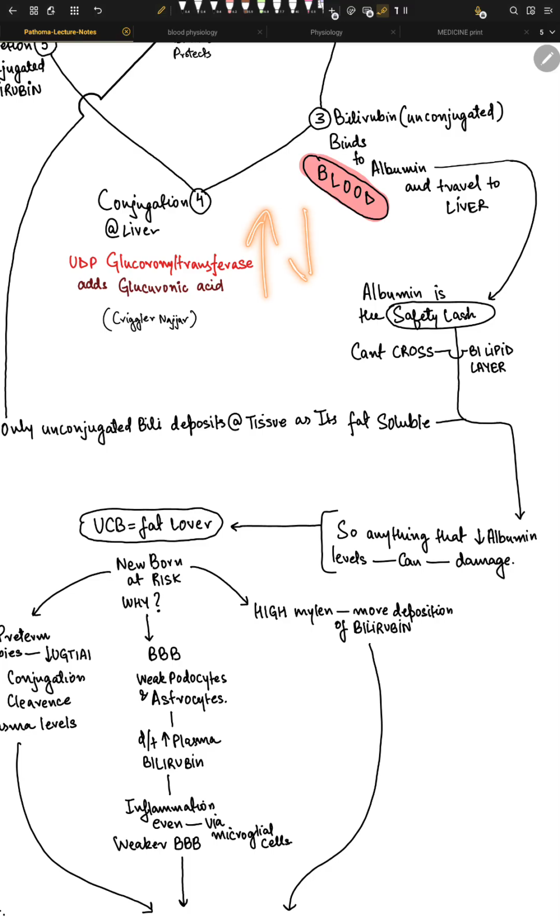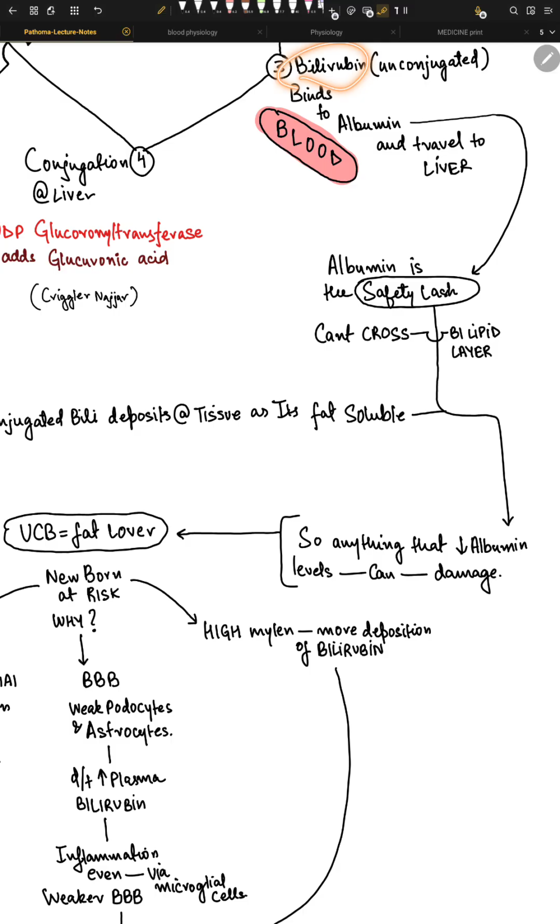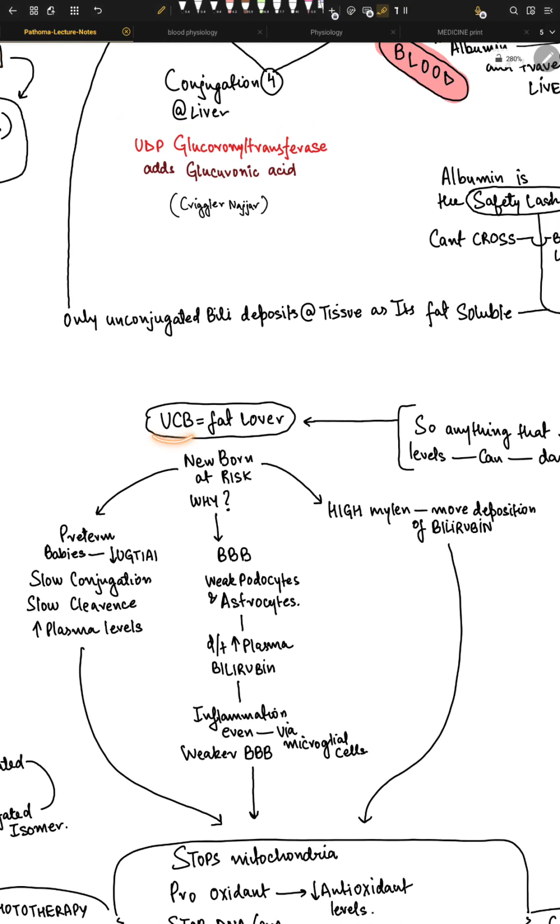If it's present in low quantity, it's antioxidative, right? It is against oxidation. If it's present in high quantity, it's very oxidative. So anything that can cause less albumin is going to lead to damage via these abnormal levels of bilirubin. Okay, after that, UCB, the unconjugated bilirubin, is a fat lover, a lipophilic substance.